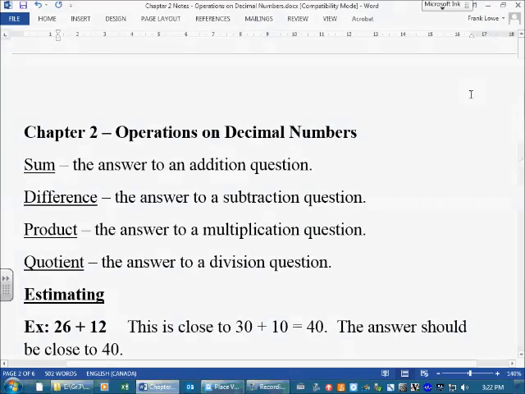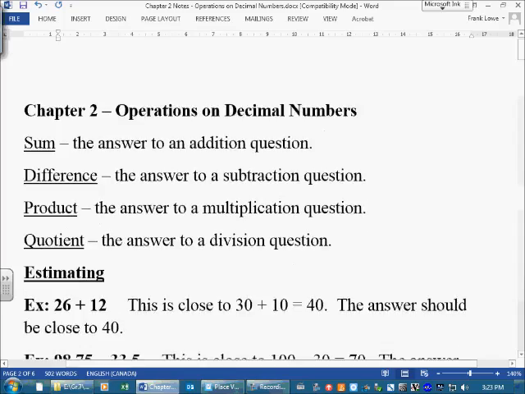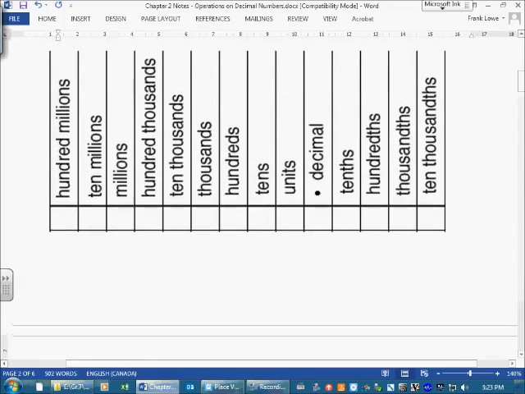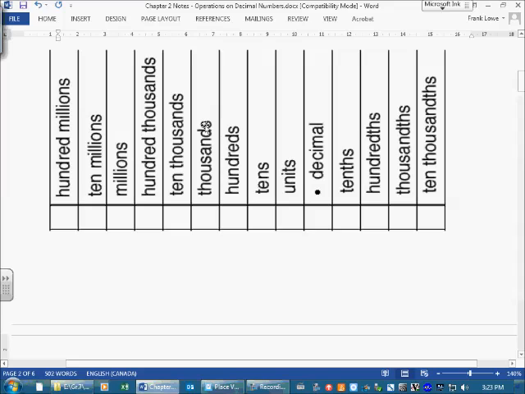Okay, chapter 2 is all about operations on decimal numbers. That means adding, subtracting, multiplying, and dividing numbers that have decimals in them. So before we actually get going with all of this, we are going to look at a chart here. When you look at a number, you need to know the value of every digit, not only its value, but its place value. And that will become a little more clear as we go along.